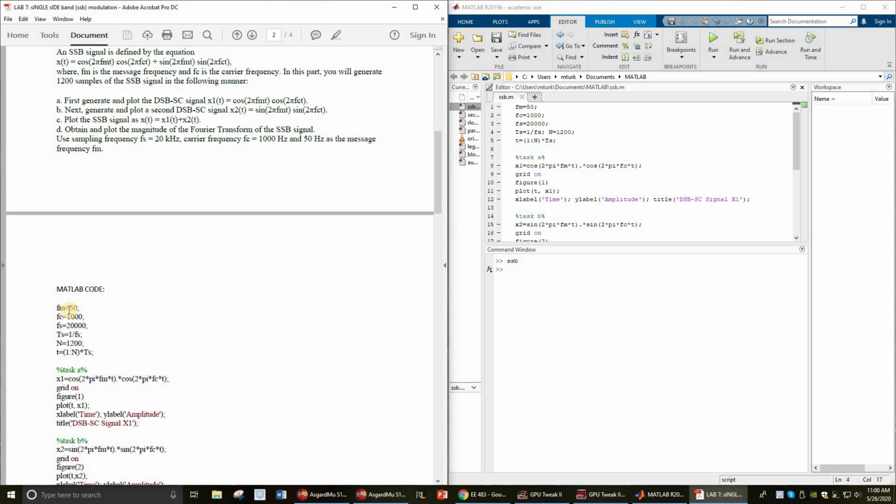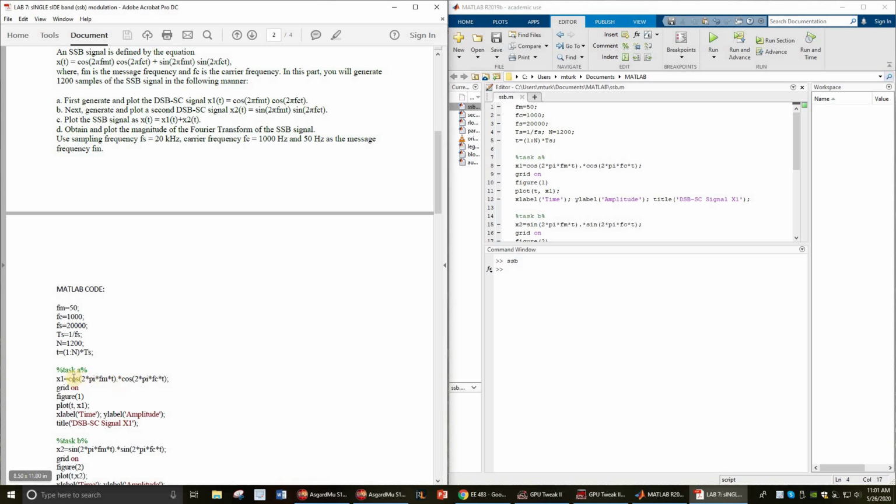As you can see down here, our fm is going to be the message frequency, 50 hertz. Then our carrier frequency is 1000 hertz. Our sampling frequency is 20,000 hertz. Our sampling time is 1 divided by the sampling frequency. N will be the number of samples, so in this specific task we have 1200. And then we can have a lowercase t, and this is going to be defined down here when we're multiplying it by the time in the parentheses.